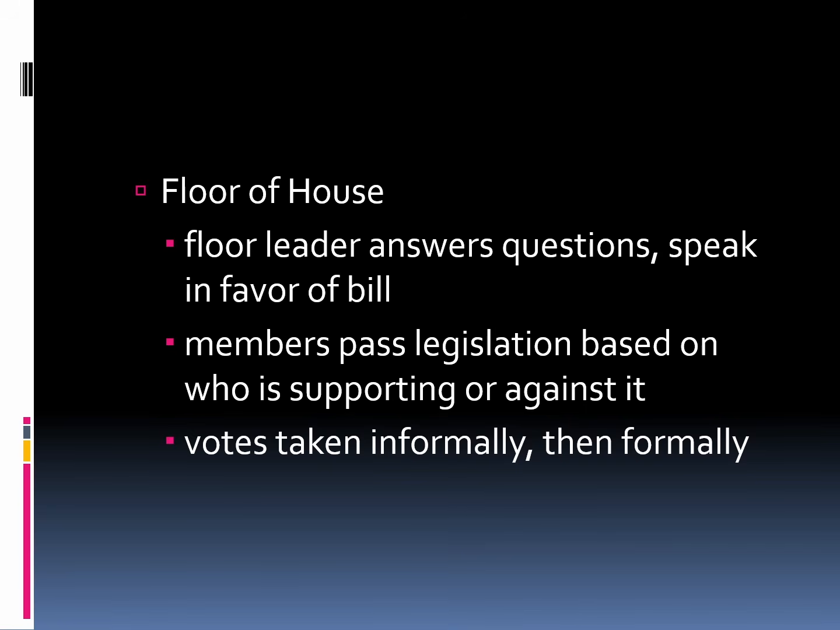Okay, each of the chambers has a different way of doing it. When it comes to the floor of the House of Representatives, the floor leader will introduce the bill. He'll tell a little bit about the bill. He'll speak in favor of the bill. He will answer questions about the bill.